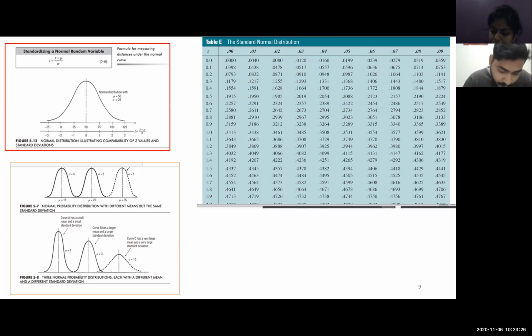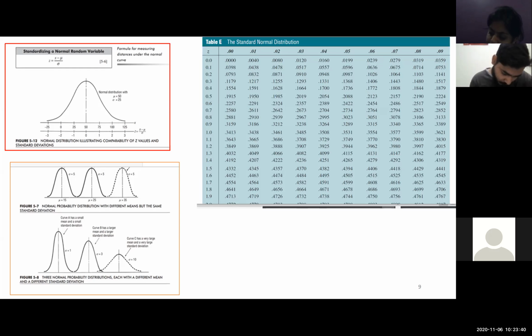Helena, you are there? Yes, sir. Have you got it? Sure? Yes, sir. Then you tell me, what will be the Z value for 1.17? First we will go to 1.1, then 0.07. What is the value? It will be 0.3790. Wow. All of you are clear?